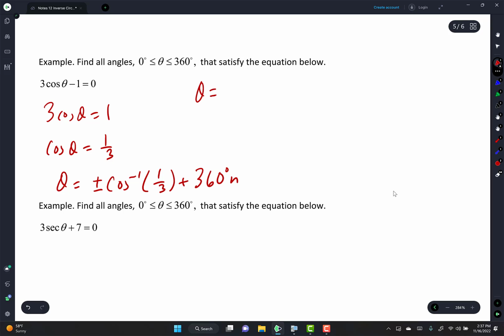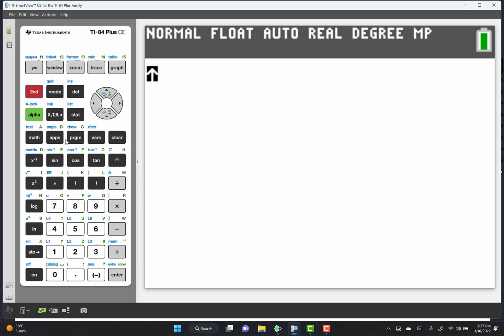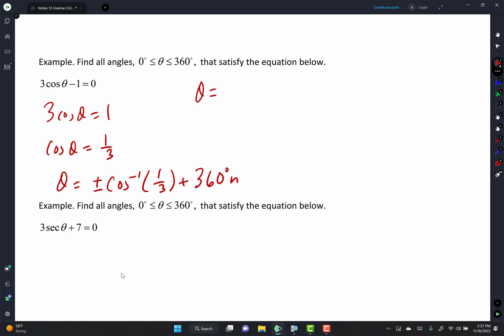Theta equals. All right, here we go. I take my calculator and I'm going to clear this. And I'm going to go second arc cosine. I'm going to put 1/3 in there. I'm going to push enter. And I get this answer, 70.5. Was it a 1/3 or a negative 1/3? No, it's a 1/3. So theta equals plus minus 70.5, plus 360 n.